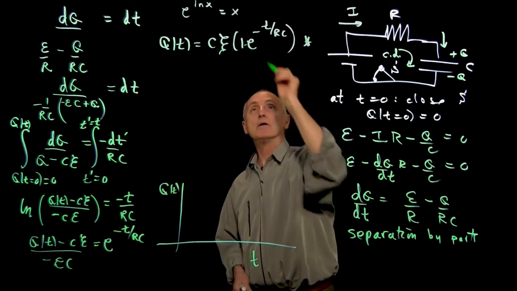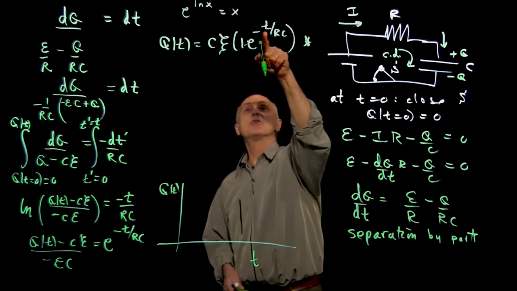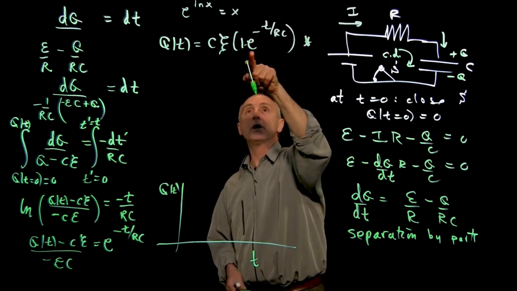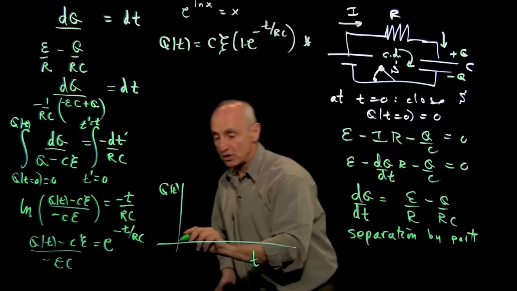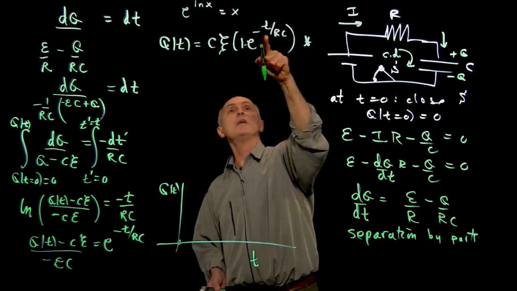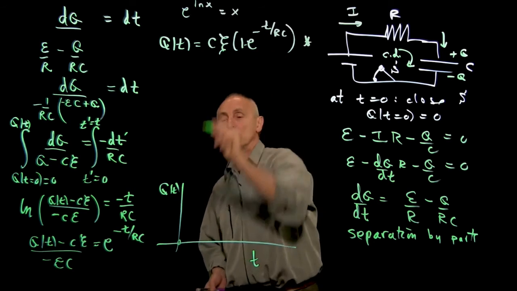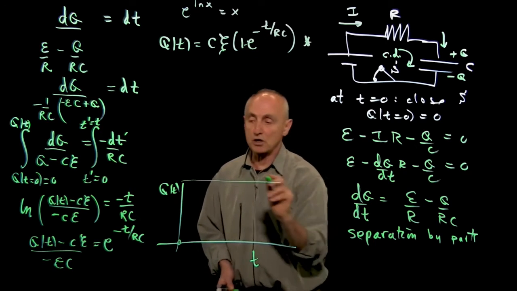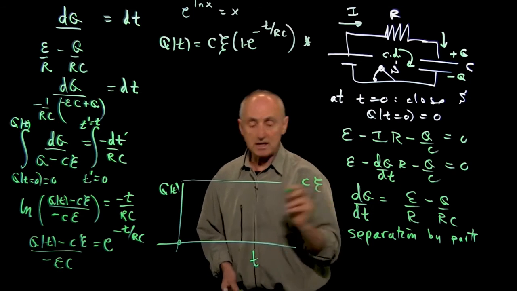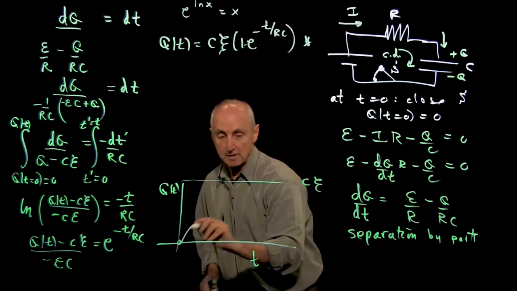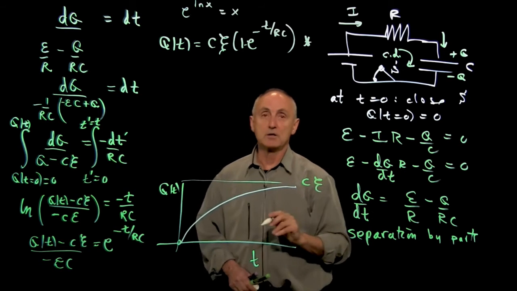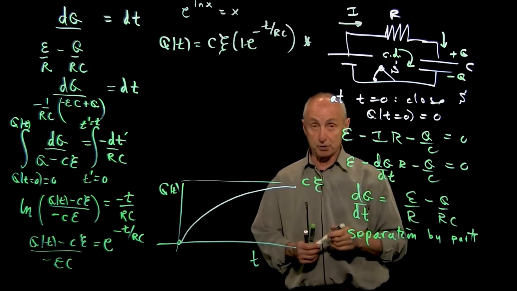There's a minus sign in there. When t is 0, we get 1 minus 1. That's 0. No charge on the capacitor initially. When t is infinity, e to the minus infinity is 0. We just get the final charge on the capacitor, CE. And what we're getting is a function that's growing like that, which we already qualitatively understood.